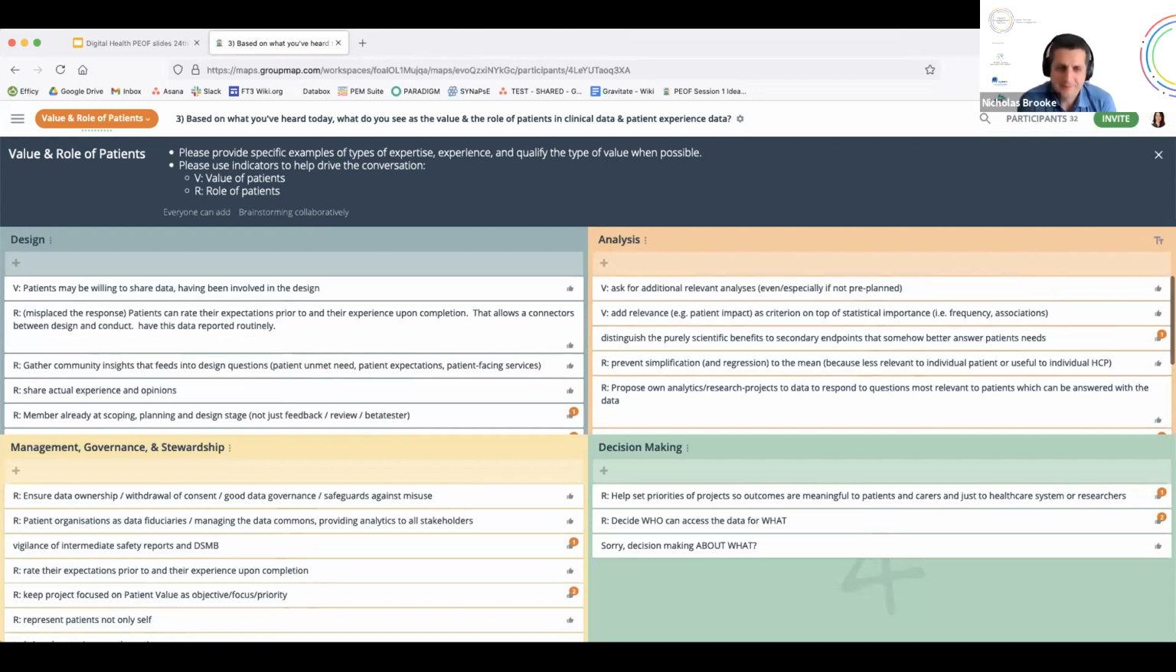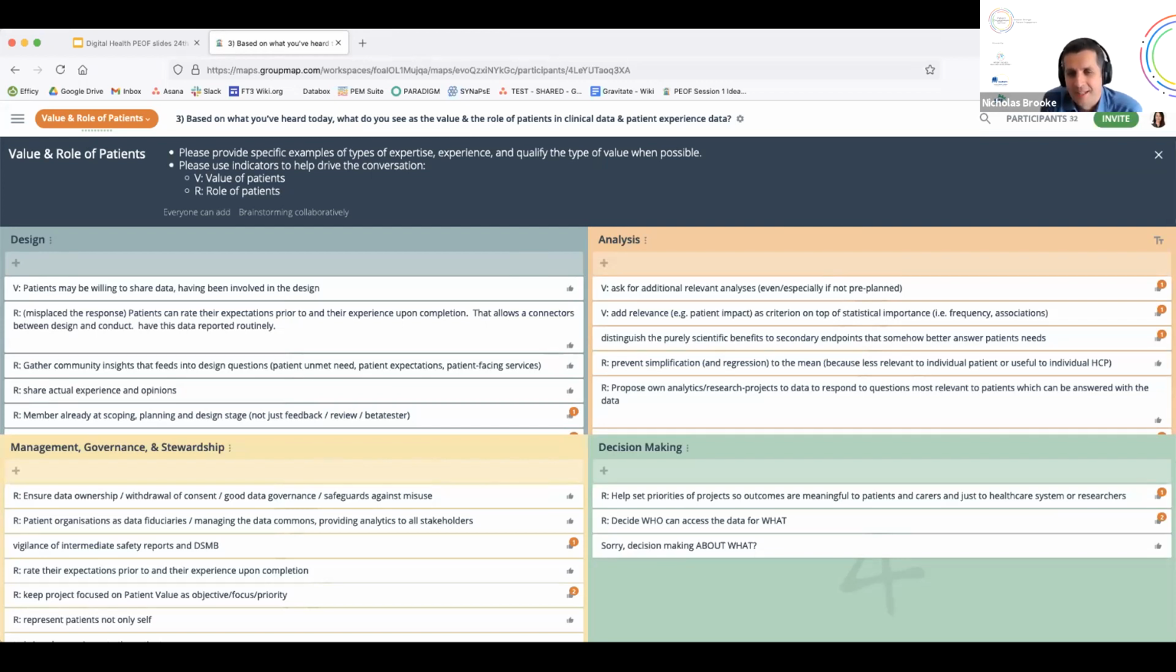Thank you, Matthias. I'm looking also at the same time at the result. It's interesting that the one that seems difficult to start is the decision making, with a comment even about what decision making. And the what decision making also means that there is an assumption that some decisions are not for patients, or patients should not be at the table at all for some decisions.